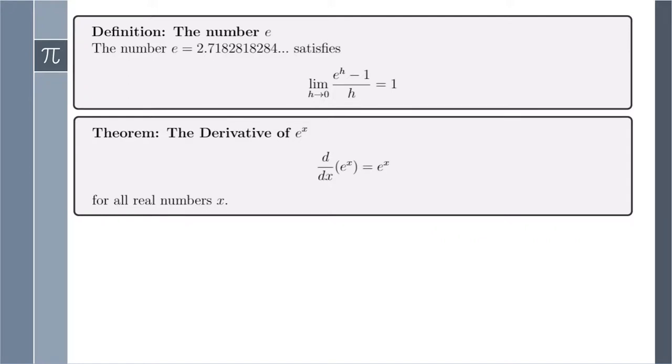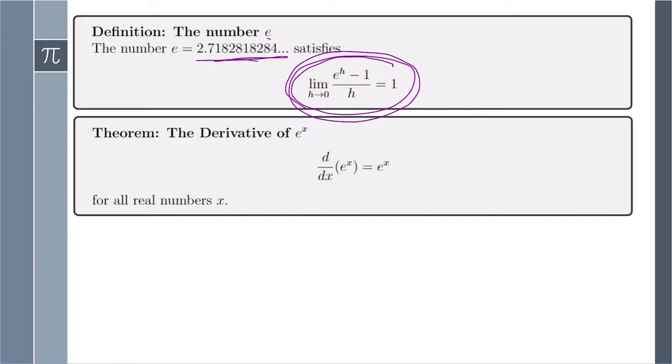Now, we know that the Euler number e equals this value. It is not a terminating decimal, so it goes forever. But this limit is true. We're not going to prove it, but we are going to use this. The limit as h approaches 0 of e to the h minus 1 over h equals 1. That's always true. Now we are going to use that to find the derivative of the function e to the x.